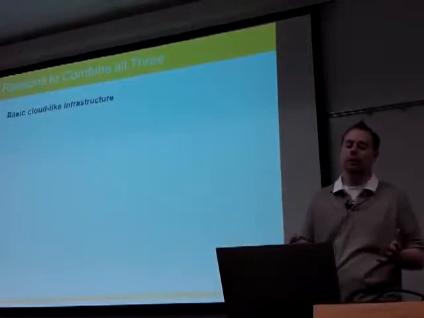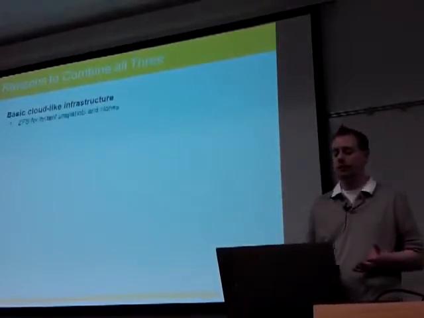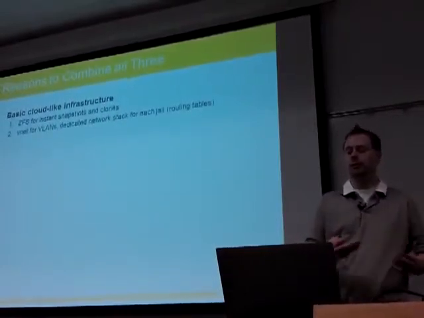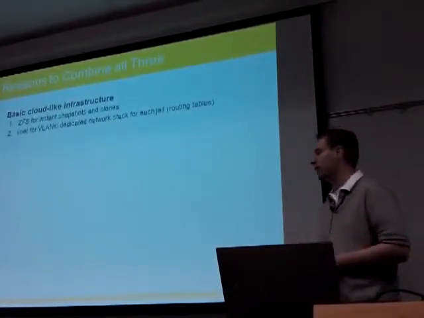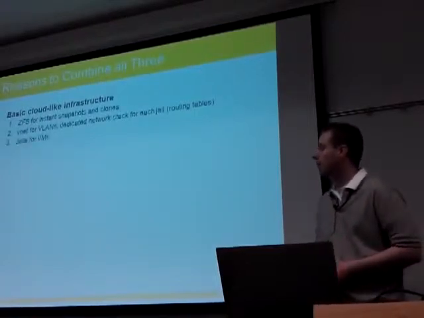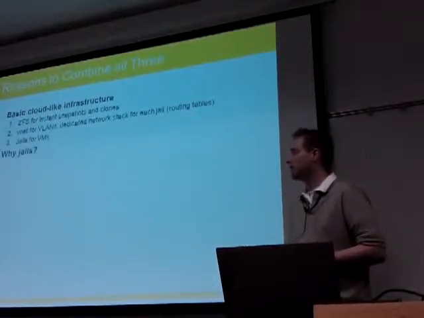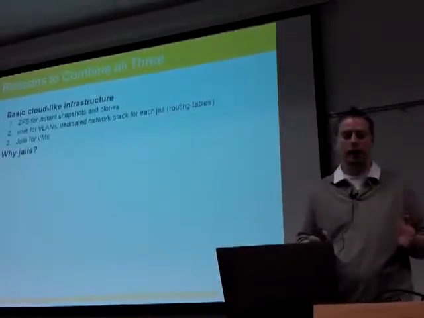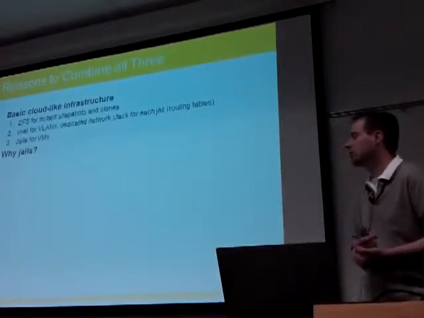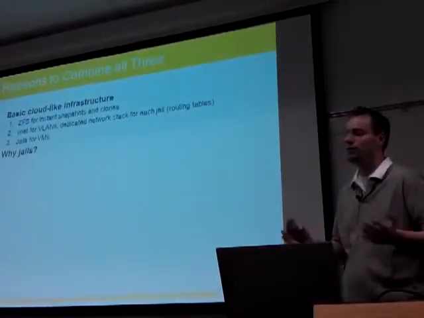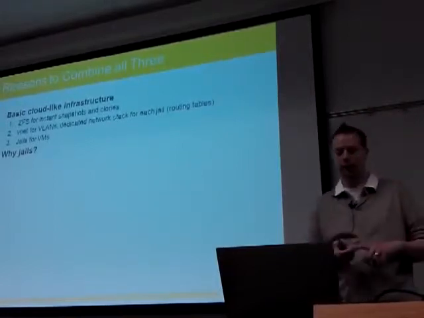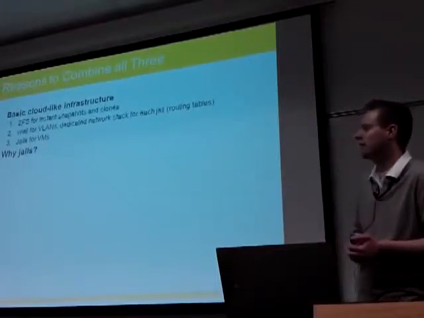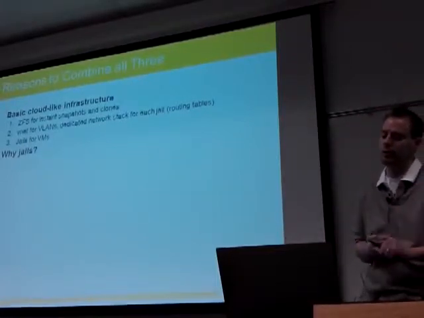So when you combine all of these three, you get a basic cloud-like infrastructure. You use ZFS for instance snapshots and clones, VNET for virtual networks, with a dedicated networking stack for each jail, including route tables, and jails for VMs. Why jails though? Why not? We already have existing infrastructure for cloud hosting: Citrix XenCenter, VMware ESXi, and those are free. At least ESXi is. I don't know about Citrix's solution.